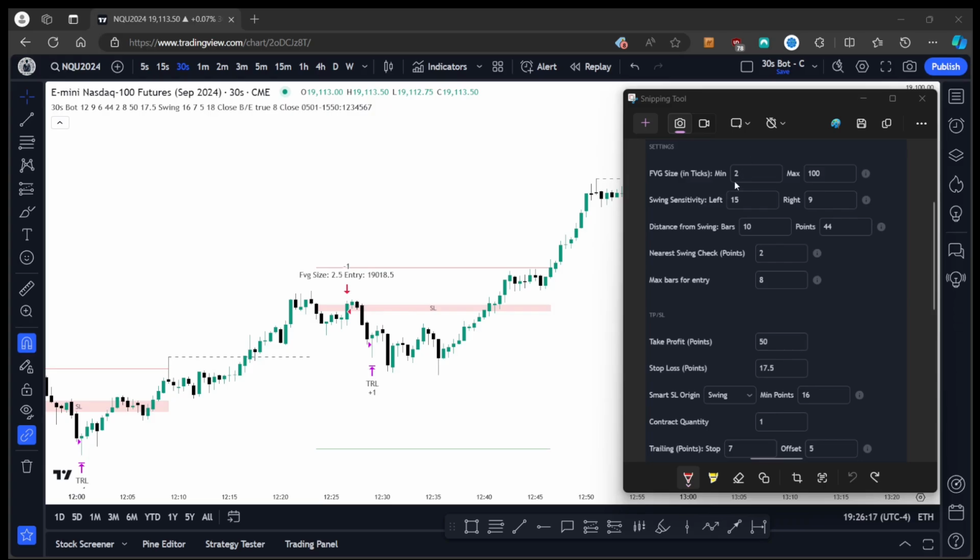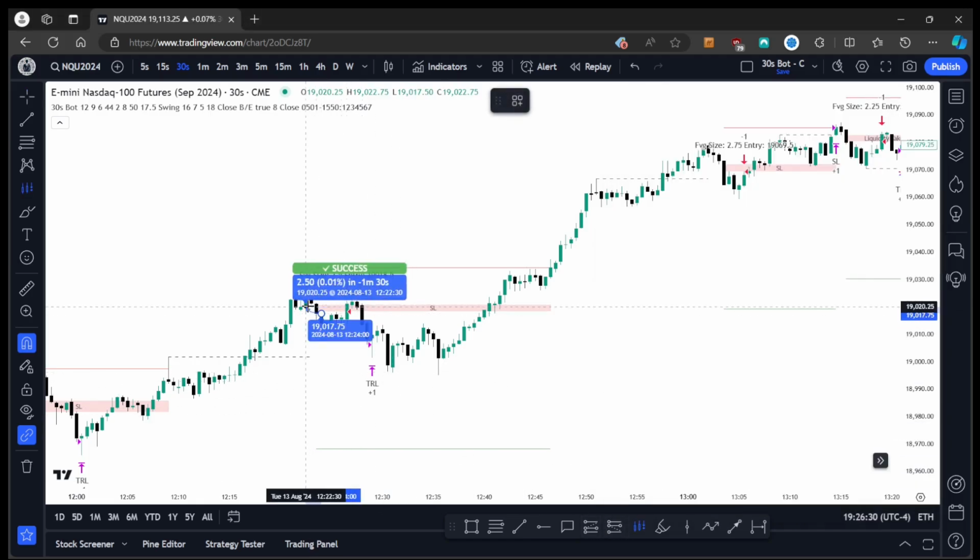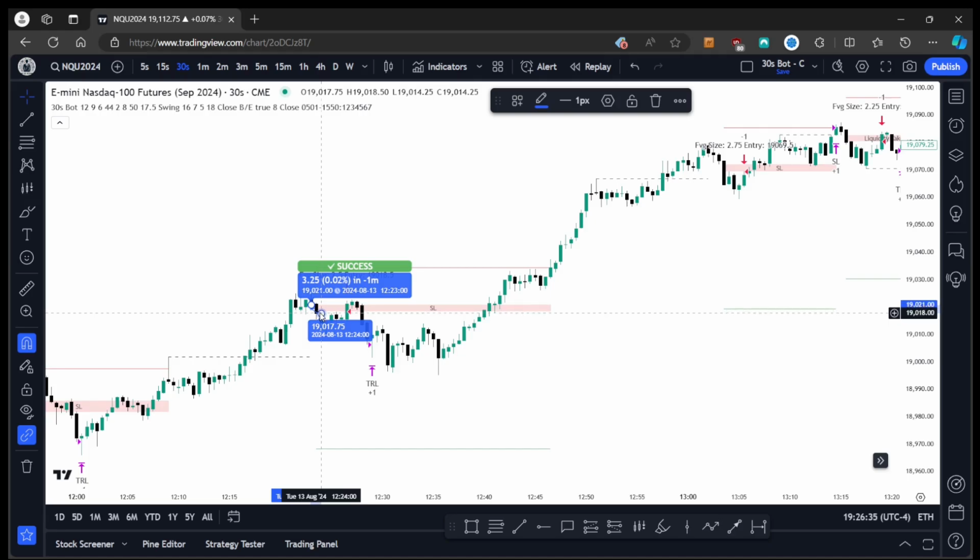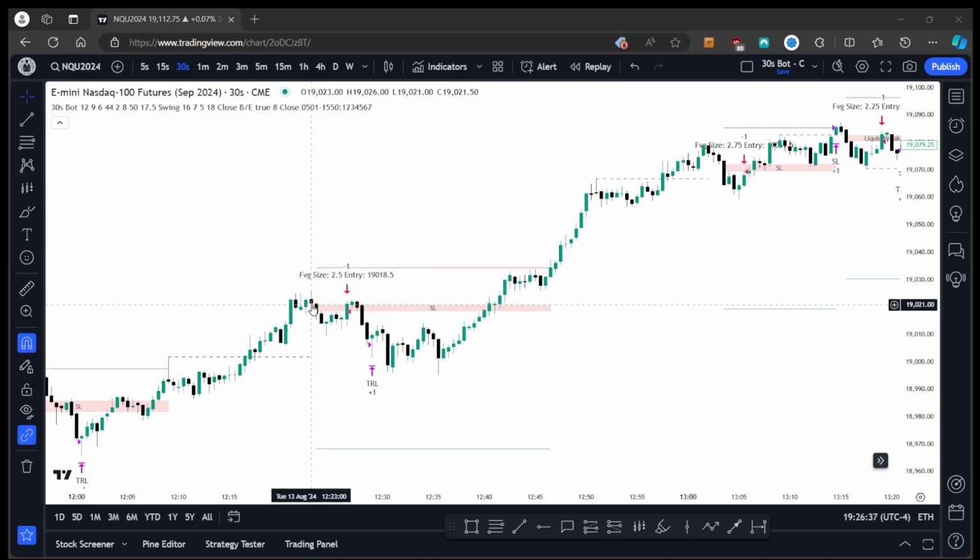The defaults are the minimum 2 ticks, which means it's roughly half a point in NQ, and the maximum is 100 ticks, which is 25 points in NQ. And this is measuring this particular area. So this FVG was valid for a short because it was only 3.25 points in size.